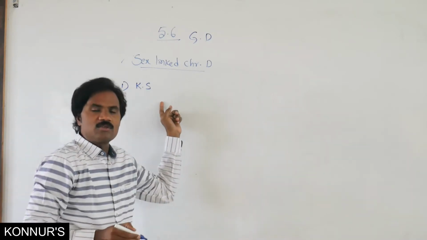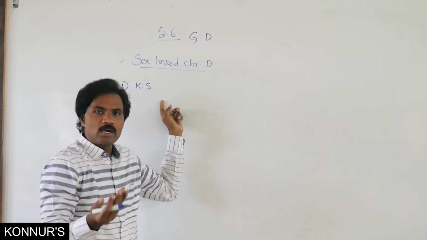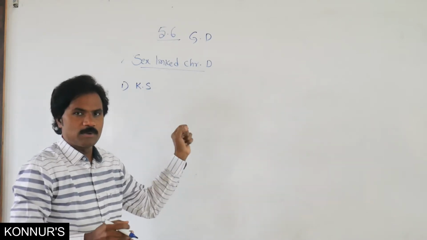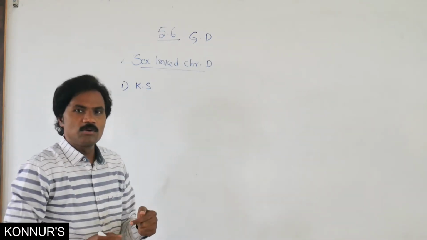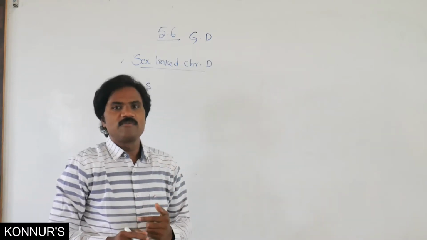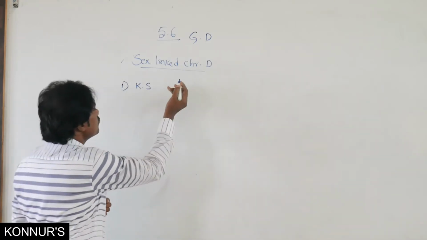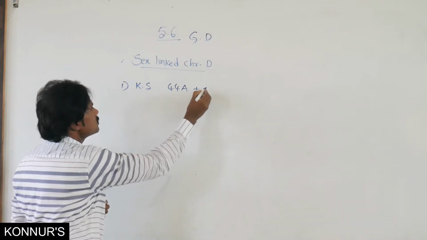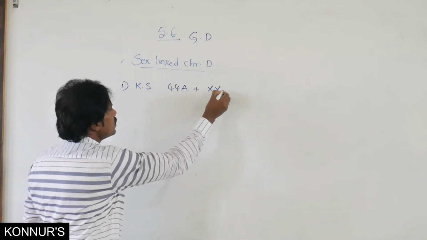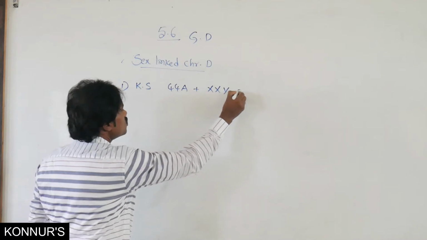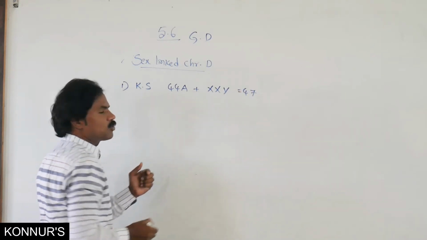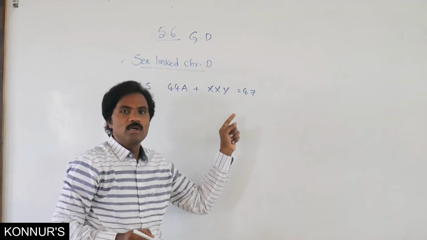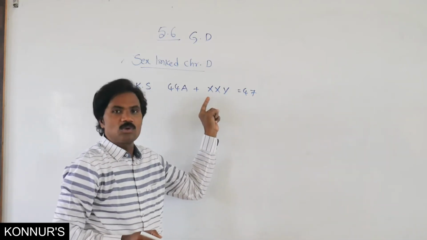In Klinefelter syndrome, one type of trisomy, one type of aneuploidy, the number of chromosomes present is 47. Here 44 autosomes plus XXY. That is, a total of 47 chromosomes are present. It is trisomy, the addition of one X chromosome.